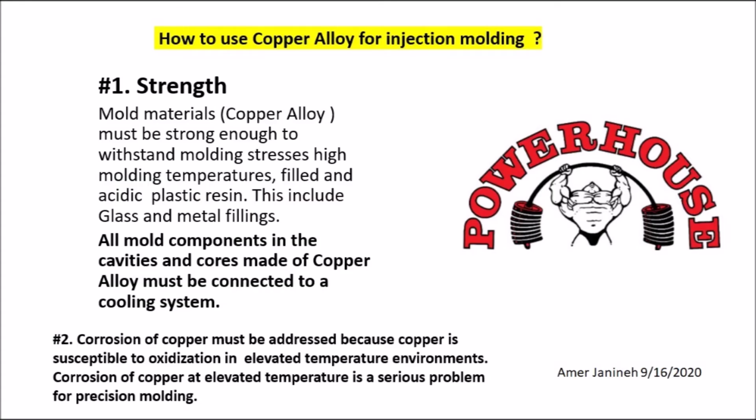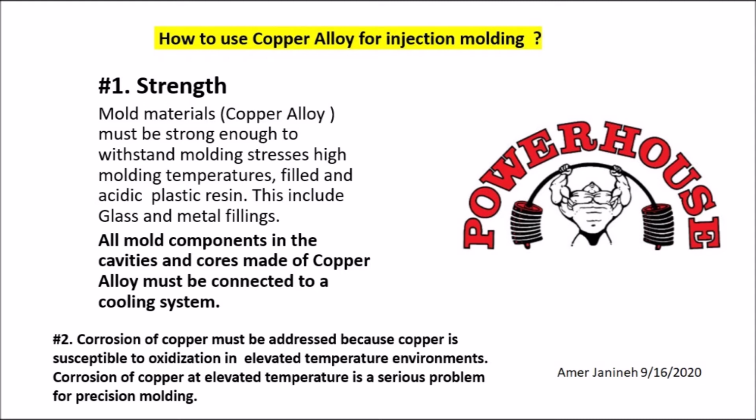Number 1. Strength. Mold materials, copper alloy, must be strong enough to withstand molding stresses, high molding temperatures, and filled and acidic plastic resin. This includes glass and metal fillings. All mold components in the cavities and cores made of copper alloy must be connected to a cooling system.